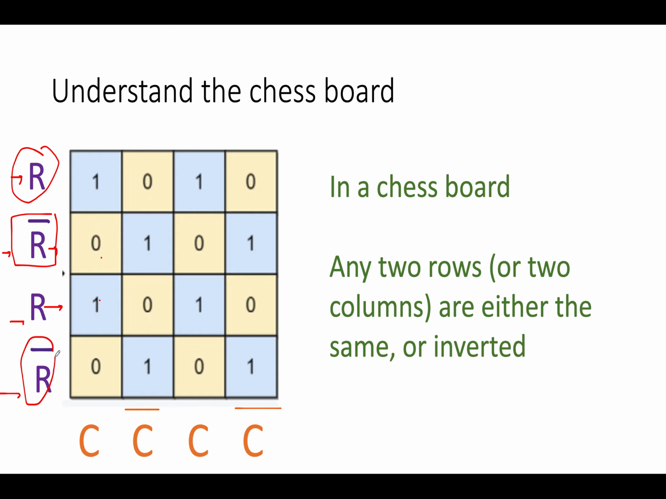Let's walk through it in a column-wise fashion as well. We have C as 1 0 1 0. The second column in the chessboard would be 0 1 0 1.